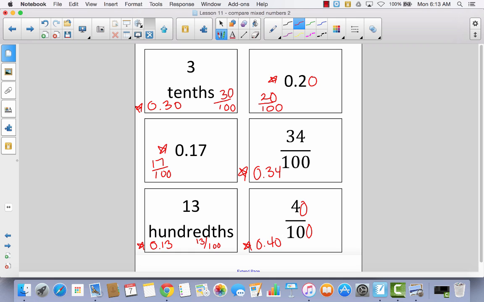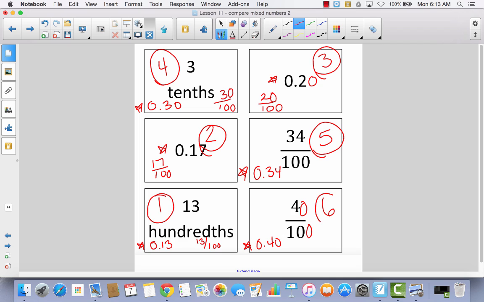So now is there anything in your order that you'd like to change? Look at how you ordered these decimals and fractions and decide if you think that you've got something out of order. If you have something out of order, go ahead and fix it before we check. Okay, so which card would come first? So hopefully you put 13/100 first because it is the smallest. And then second would be 17/100. Third would be 20 hundredths. Fourth would be 30 hundredths. Fifth would be 34 hundredths, and 40 hundredths would be last.